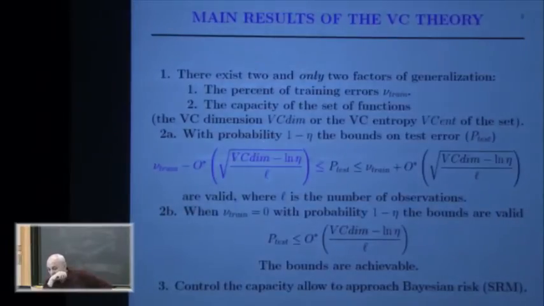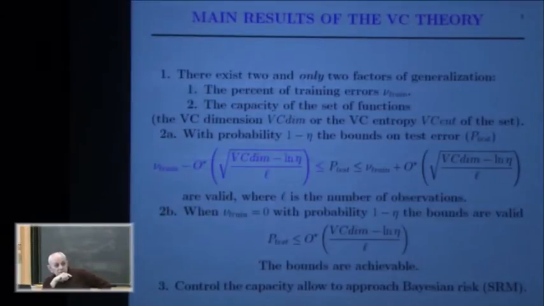But there exists another case, when, say, you make no errors. In this case, you have a bound which has no square root, just 1 over L. It is much, much faster than in the general case.